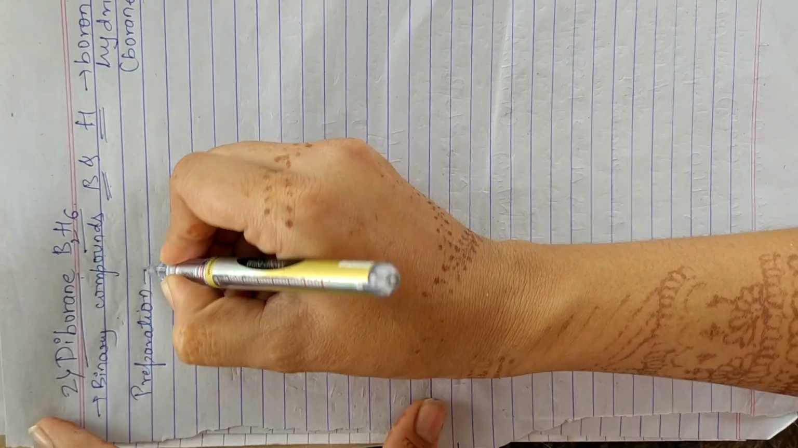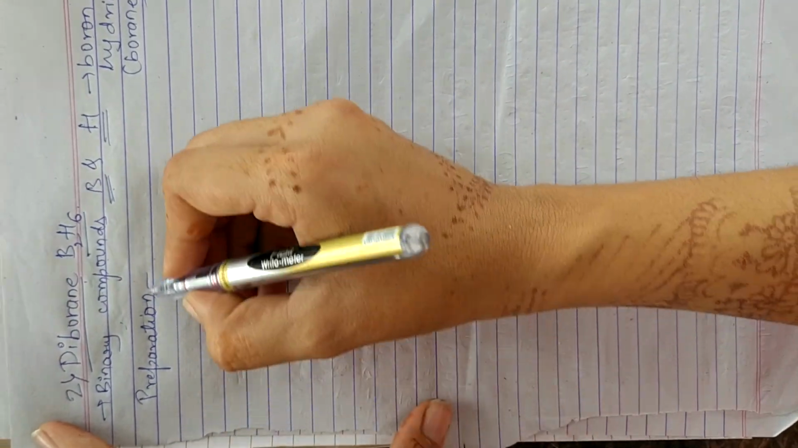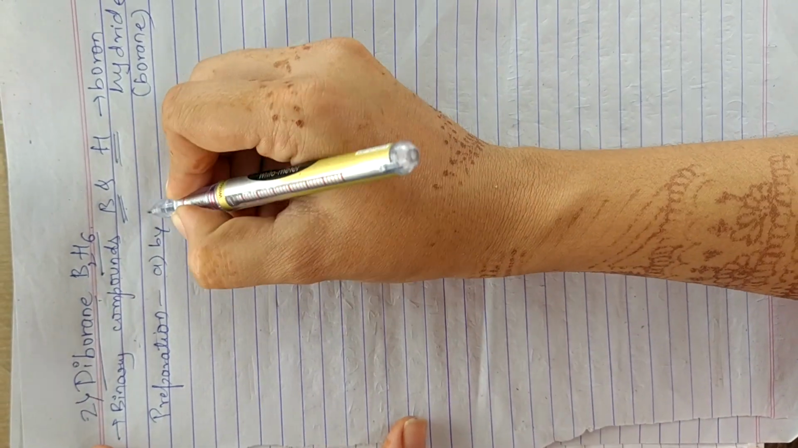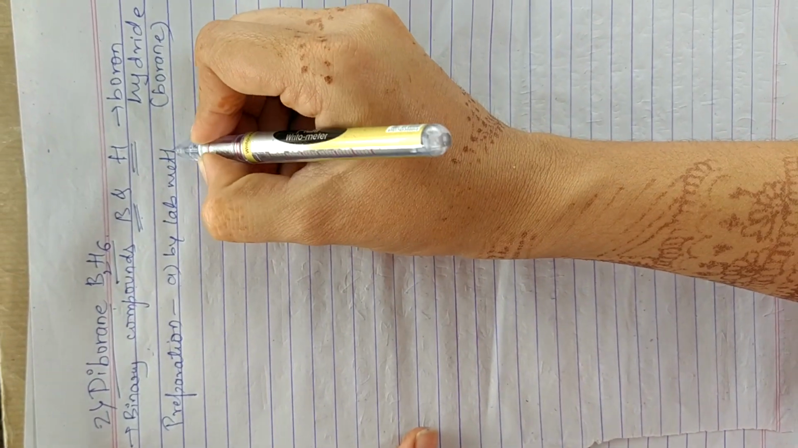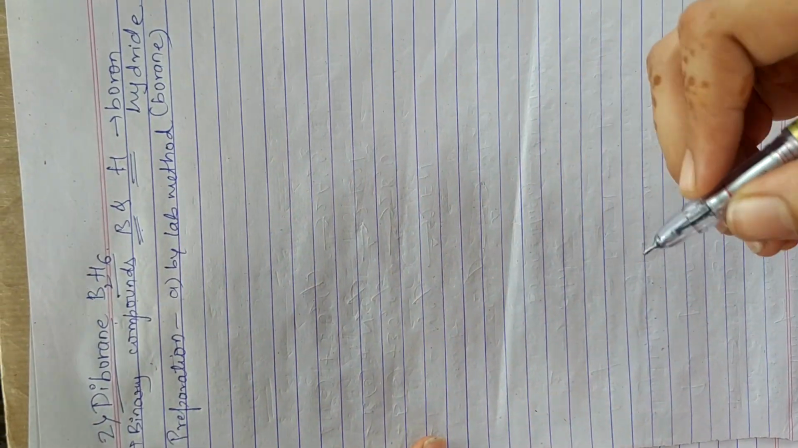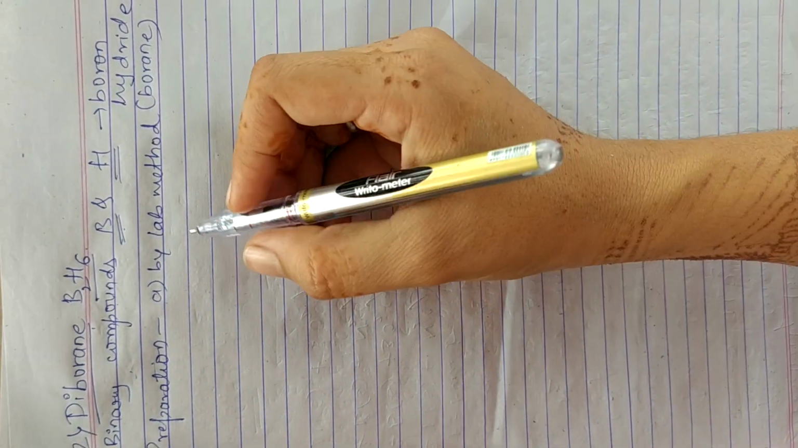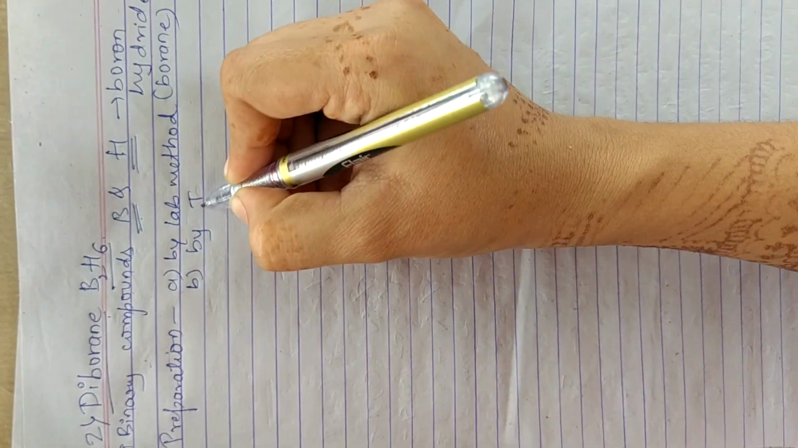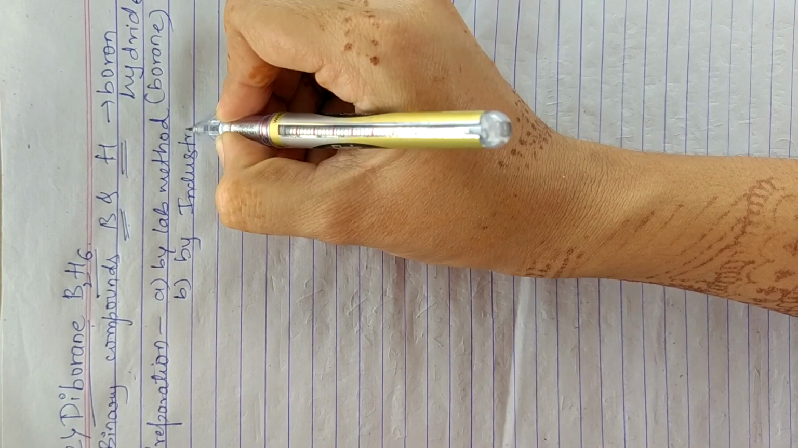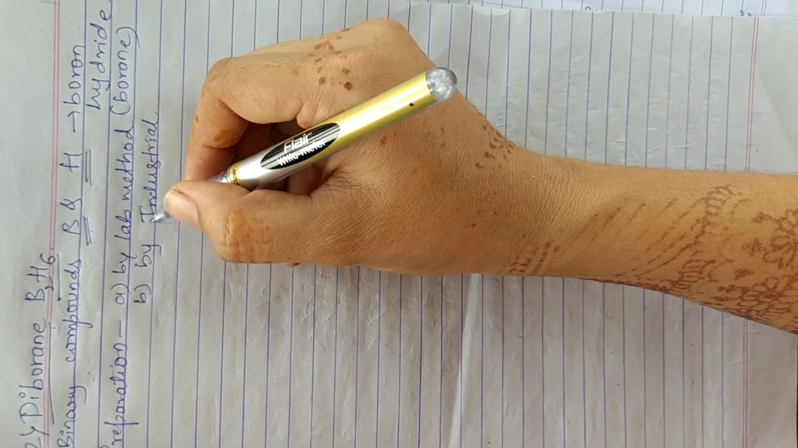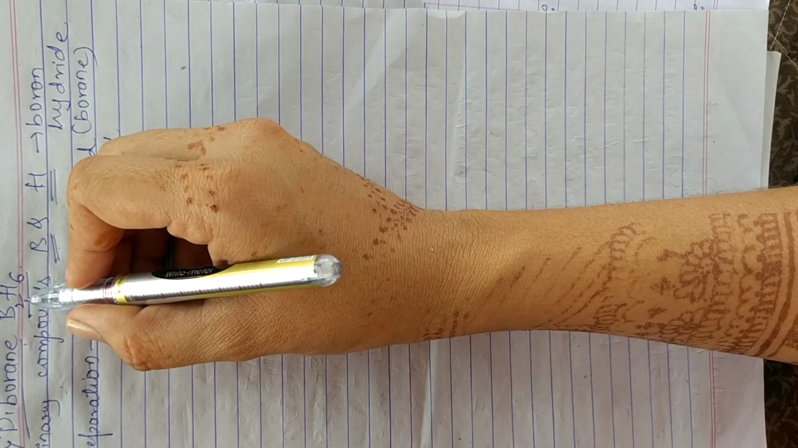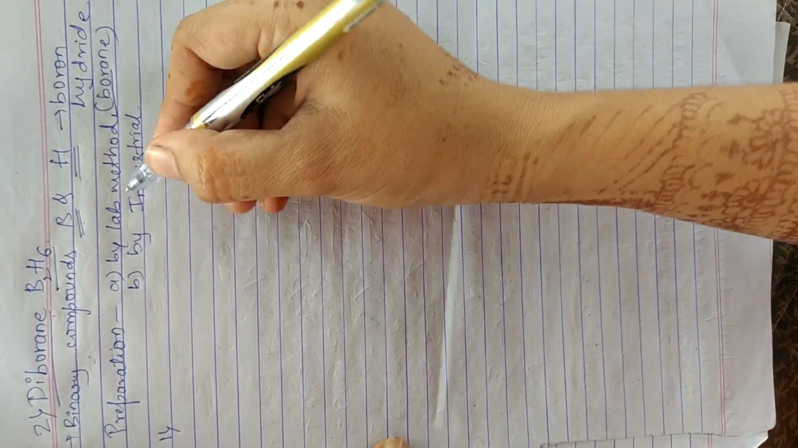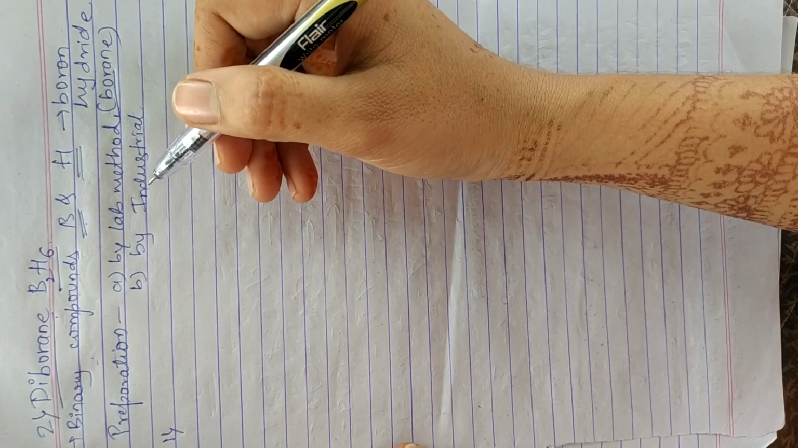preparation of diborane. In that, two types of preparations are there. First one, by the laboratory method, and second one by the industrial method. These are the two methods for the preparation of diborane. First, let's start with the first method, the laboratory method.